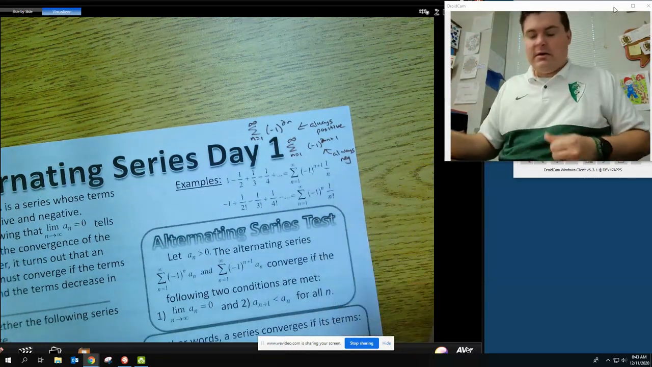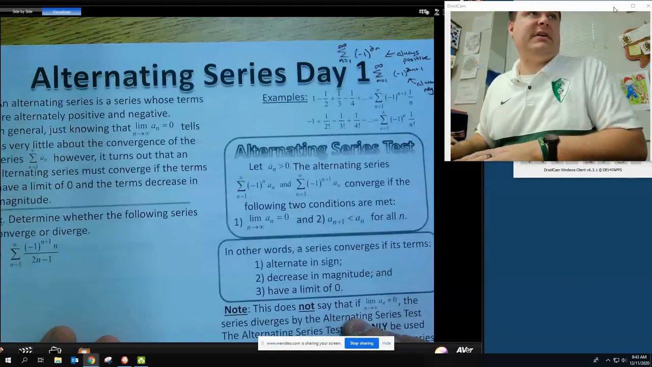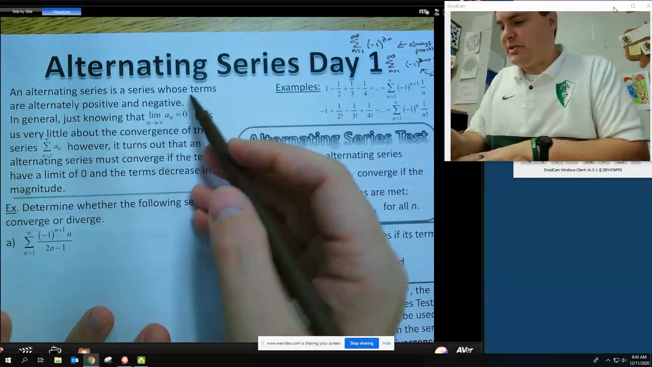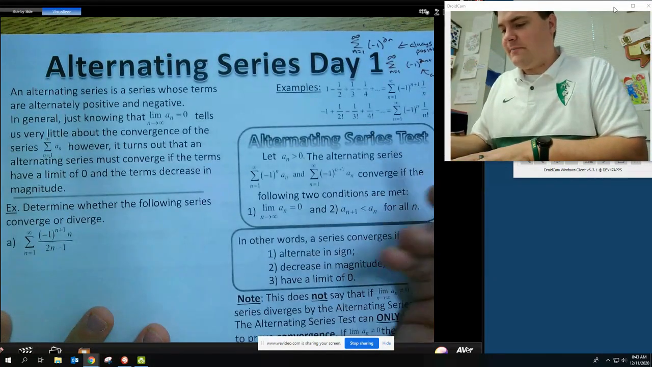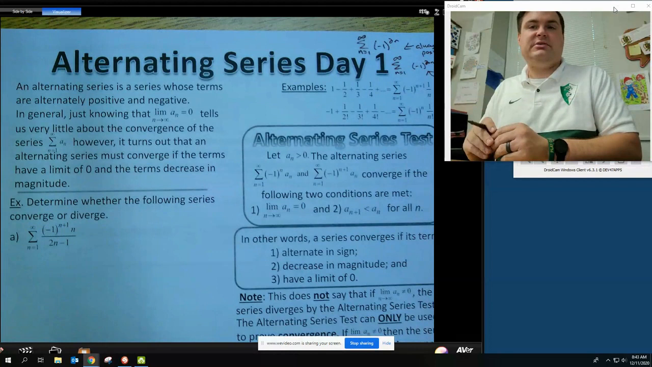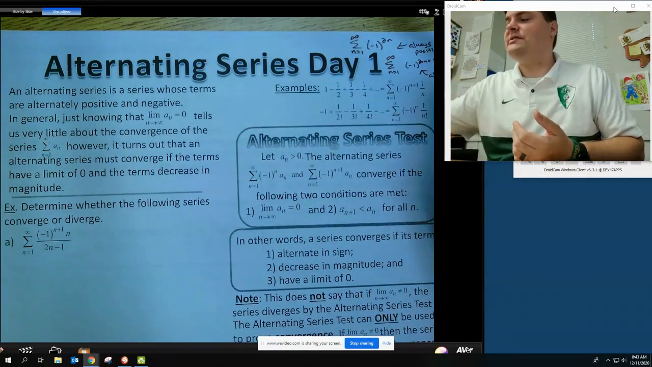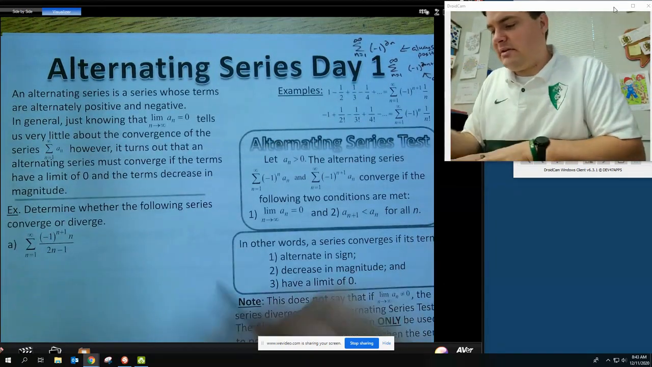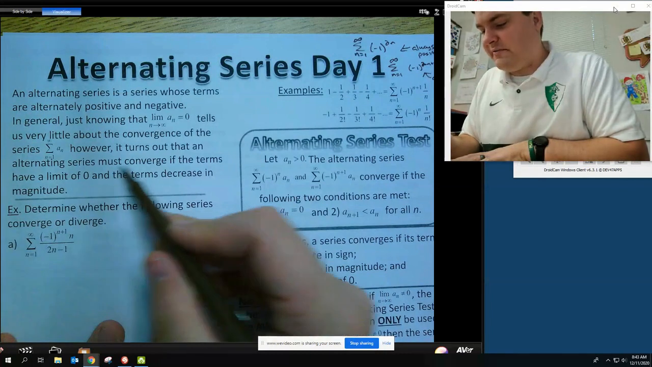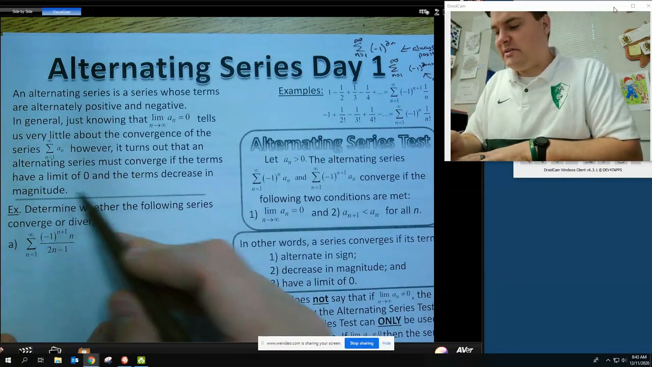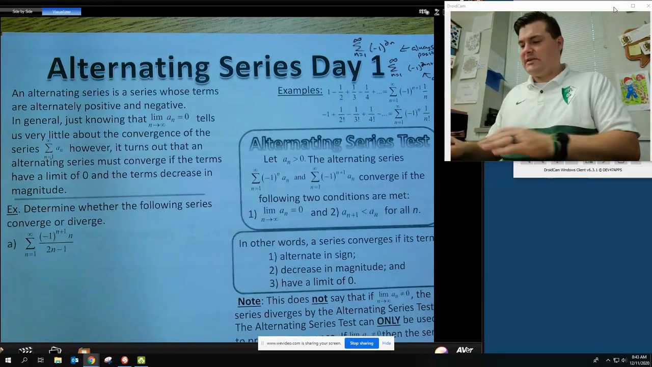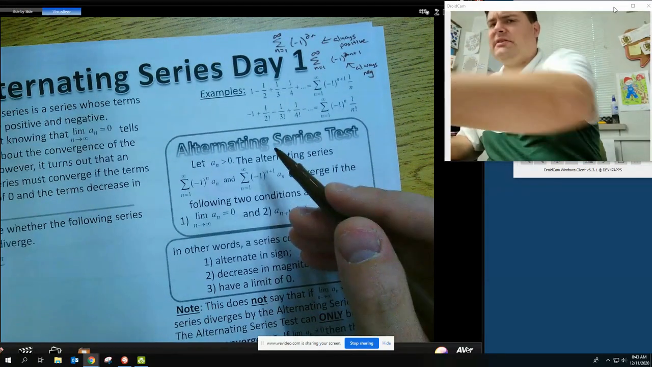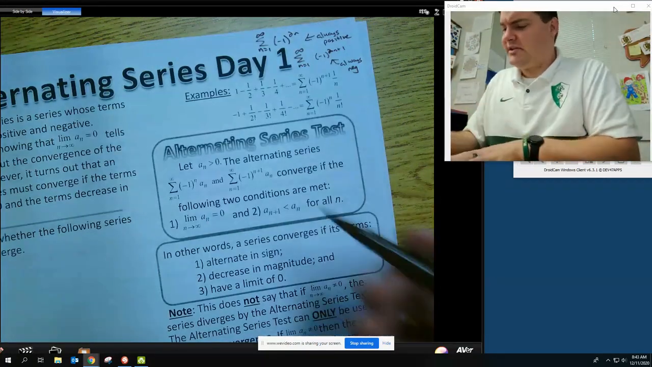Okay, so let's talk about alternating series and how we can find it and all these fun stuff with this. So an alternating series is just a series whose terms alternate positive and negative. If we know the limit is going to 0, again, because of the nth term test, it doesn't tell us anything. But it turns out that the alternating series must converge if it has a limit of 0 and it decreases in magnitude. So essentially, we can use the nth term test for when it does equal 0, which is really nice. So we just call that the alternating series test.